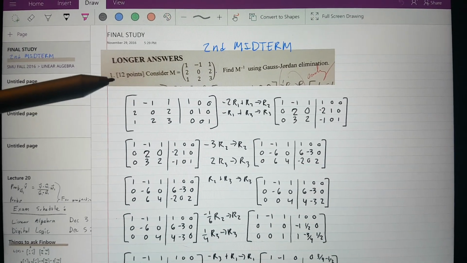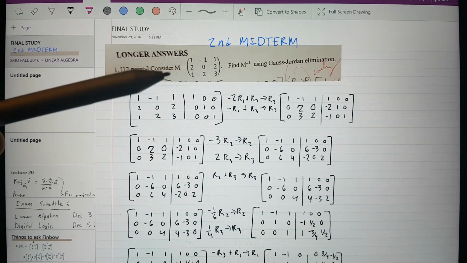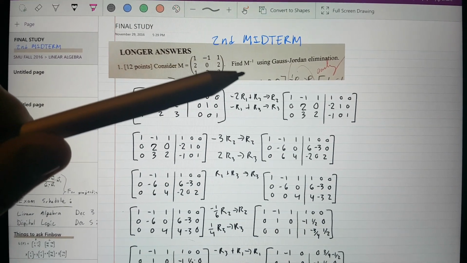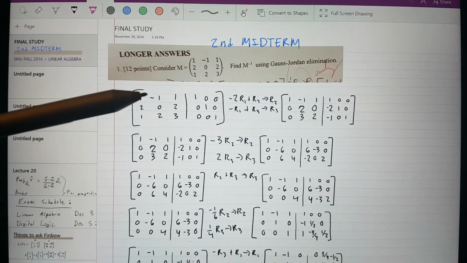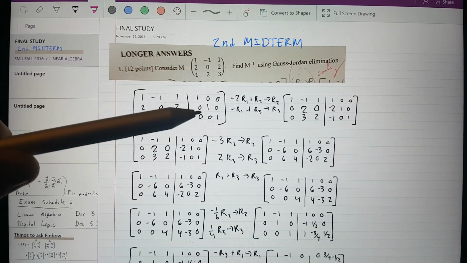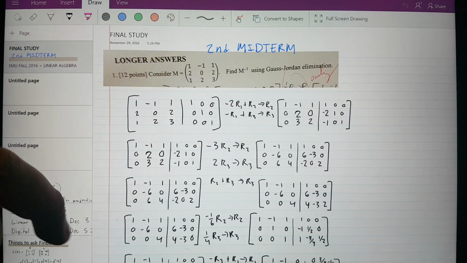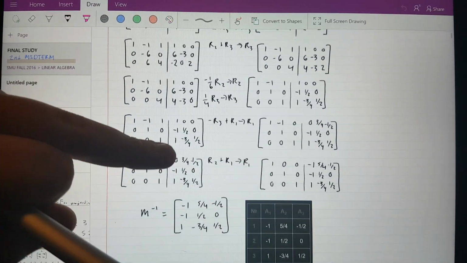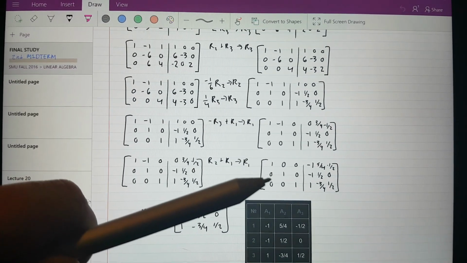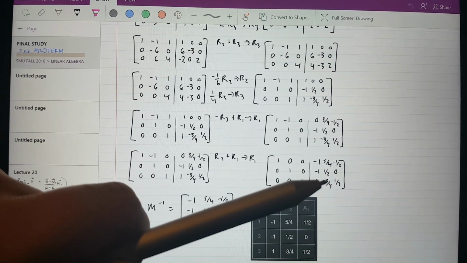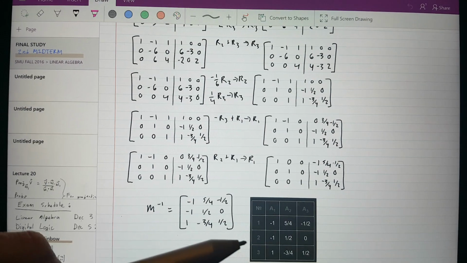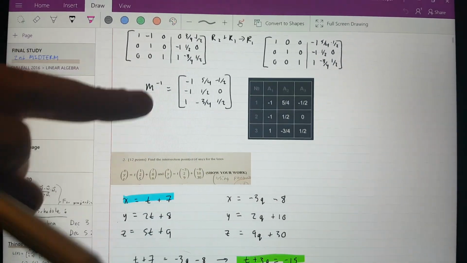Alright, so start by considering this matrix and find the inverse matrix using this method. What we're going to do is take this matrix, augment it with the identity matrix, and perform Gaussian elimination until we've achieved the identity matrix on this side, which will give us our inverse matrix right here. So that's it there, and that's me checking online to make sure it's right.